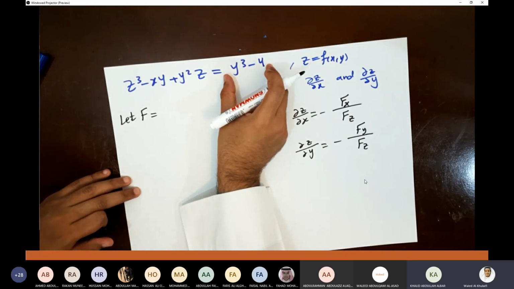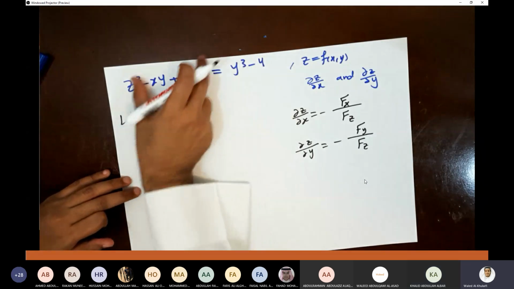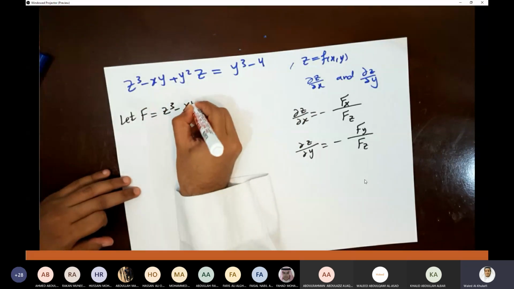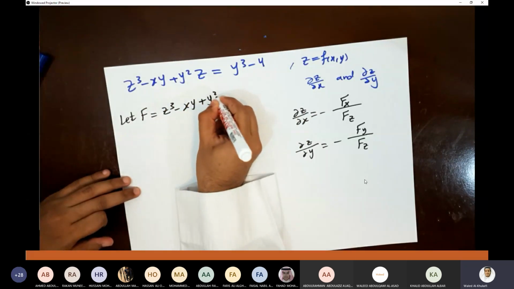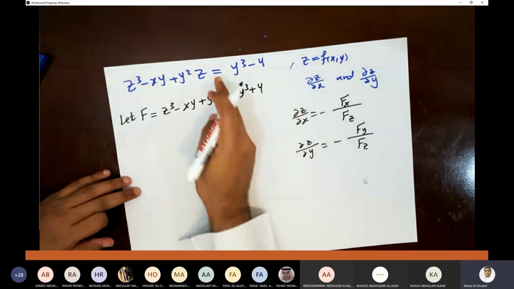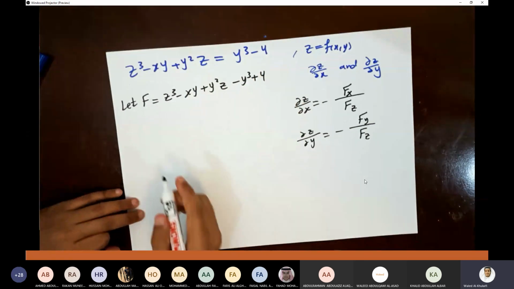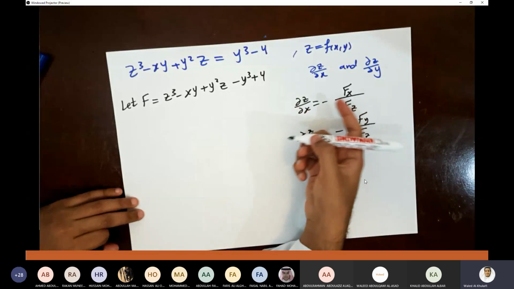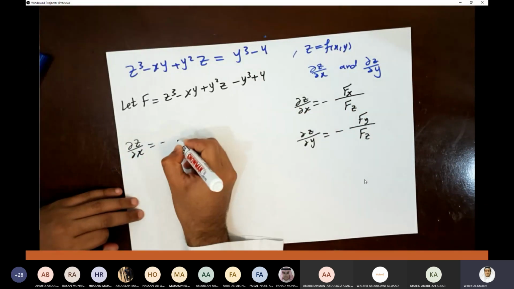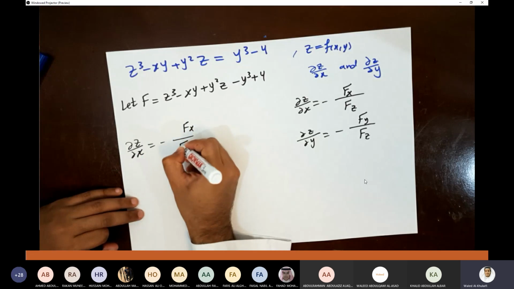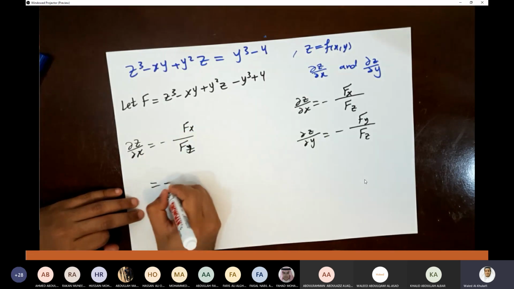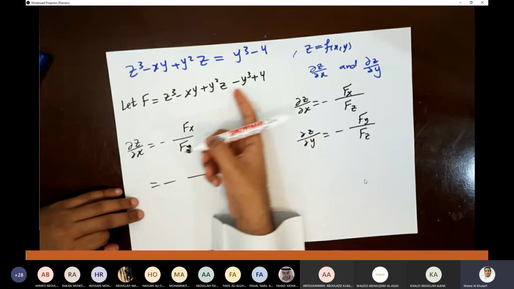Very good Khalid. So we take this to the left side or take this to the other side, at your convenience. It doesn't matter. The answer will be the same. So we have this guy minus y cubed plus 4. Okay, you have to make it equal to 0. You have to arrange the equation. Now, if you want to find this guy here, guys, minus fx over fz, which is equal to, now differentiate with respect to x.